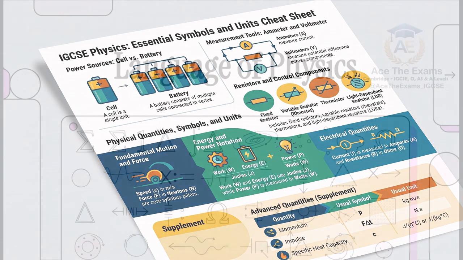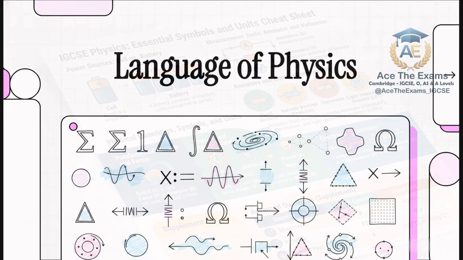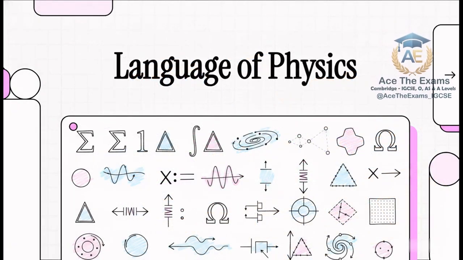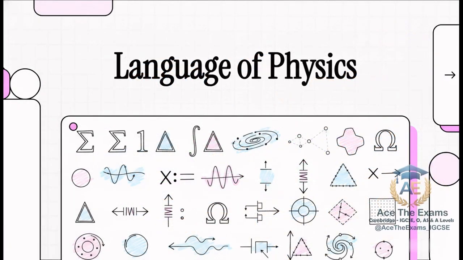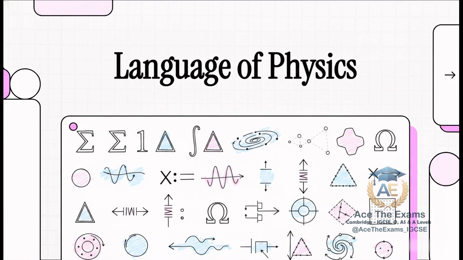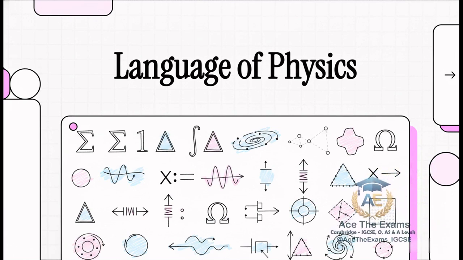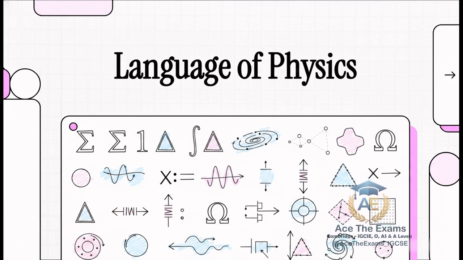I am your lead strategist, and today we are looking at the Cambridge Physics syllabus, specifically code 0625, and diagnosing exactly why so many hardworking students hemorrhage marks on what should be the easiest questions on the paper. We are going to look at the secret language of physics, decoding symbols and units, but we are going to do it through the lens of pure exam strategy.